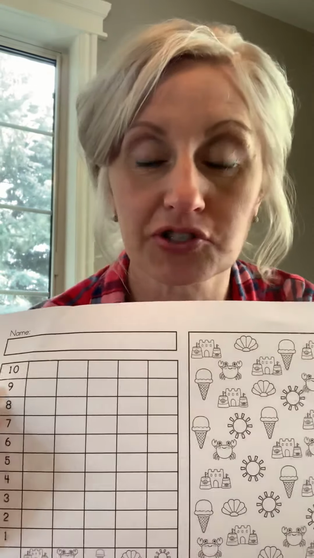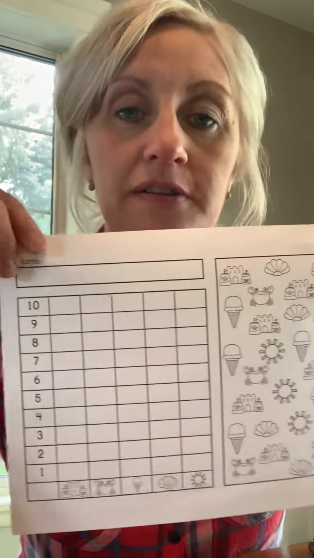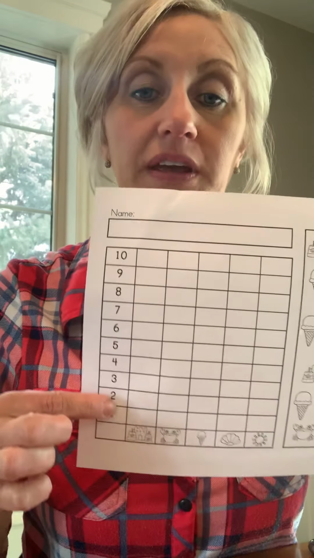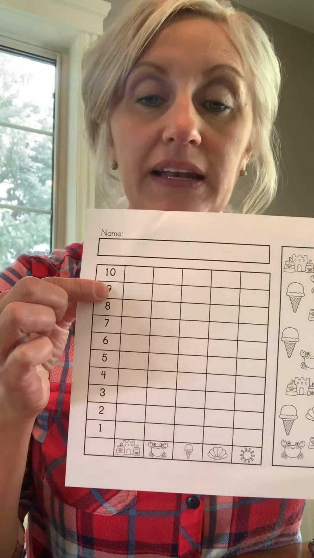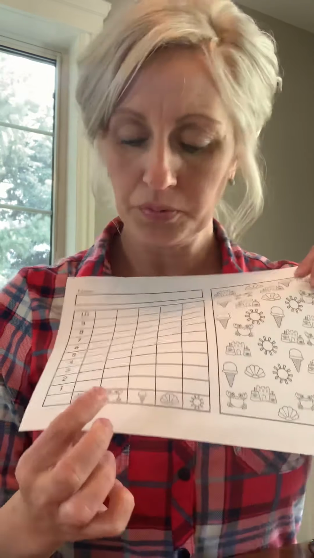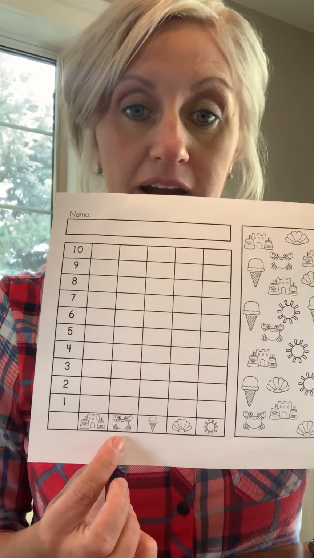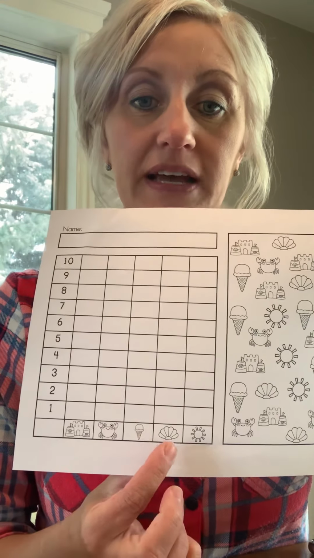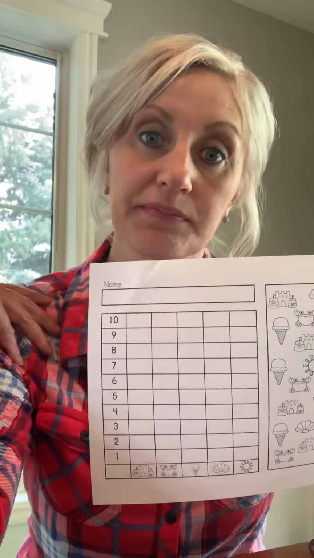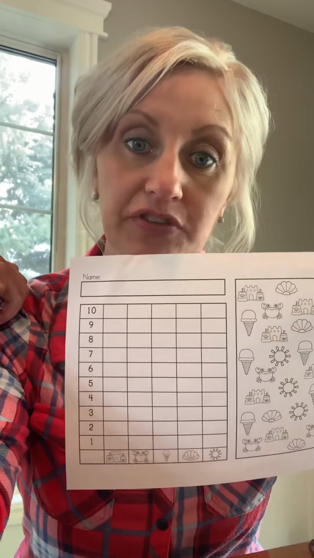All right, so we have our paper, and I picked a summer graph because I am so excited for summer, and I hope you are too. Okay, so right here, what do we have? We have our numbers lined here, and we have a sandcastle. We have a little crab, ice cream, a seashell, and a sunshine. So we're going to do the same thing that the Thanksgiving graph did.